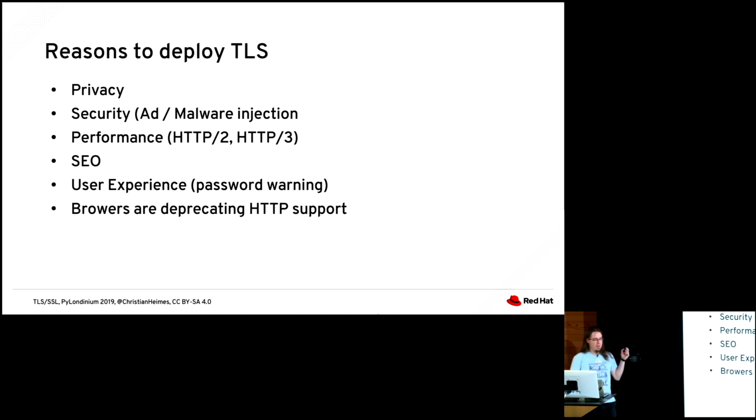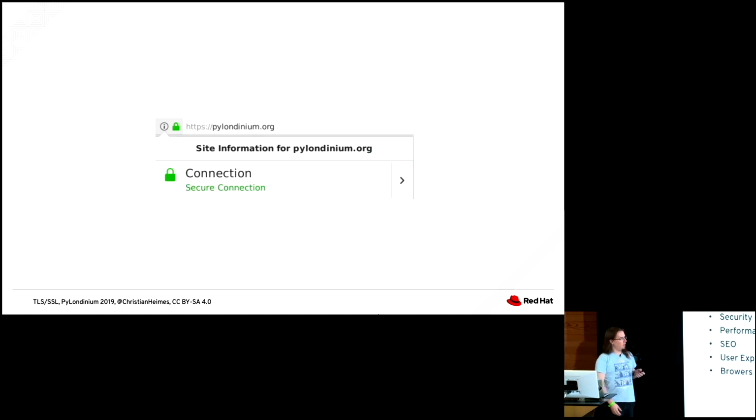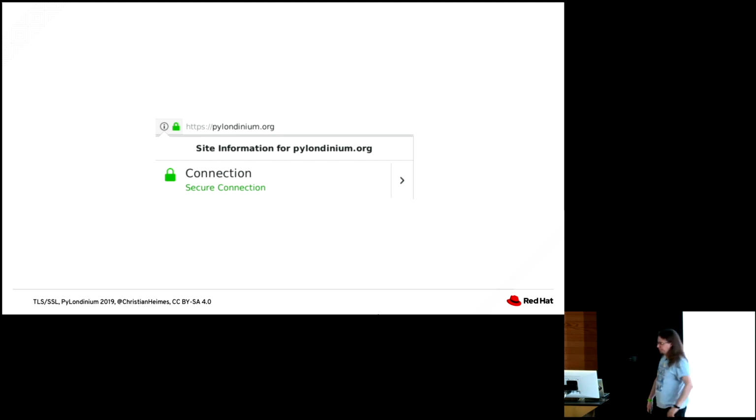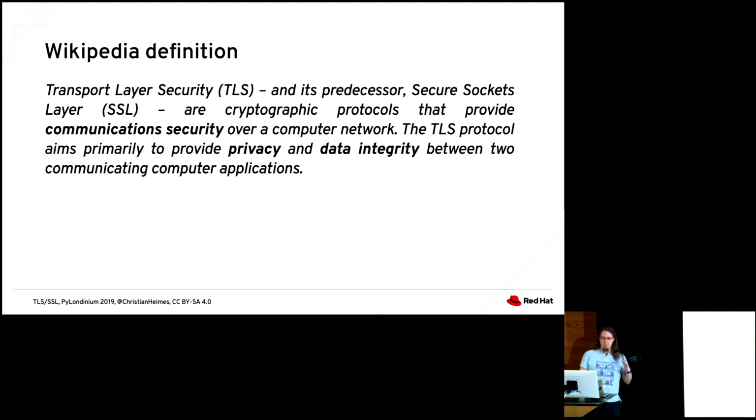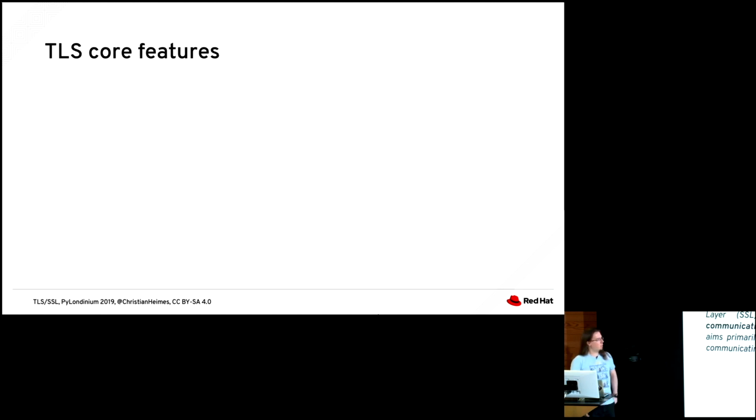But what is HTTPS or TLS/SSL actually? This green icon is what most people consider a secure connection. I'll use Wikipedia definitions because they're much better than me at condensing something into a short sentence. Transport Layer Security and SSL, the old name, are cryptographic protocols that provide communication security over a computer network. The TLS protocol aims primarily to provide privacy and data integrity between two communicating computer applications. So lots of things. Let's pull it apart.